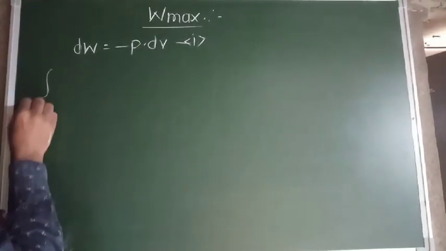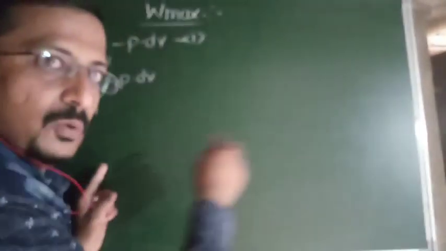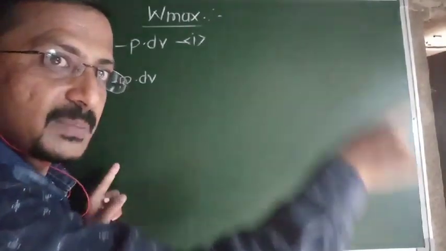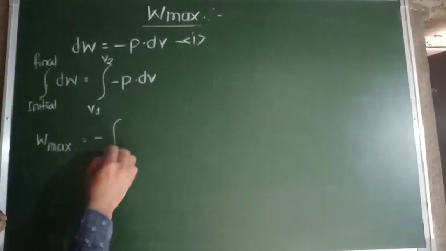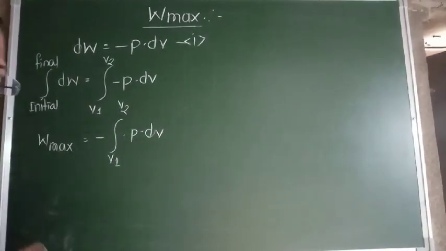We call this equation first, and on integrating this equation within initial to final and within limit V1 to V2, we get integral of dW from initial to final is equal to integral from V1 to V2 of minus P dV, isn't it? Now integrating from V1 to V2 in the sense overall changes, all the steps we covered here. So it is W max is equal to, so negative sign out of integration, minus integral V1 to V2 of P dV, isn't it?